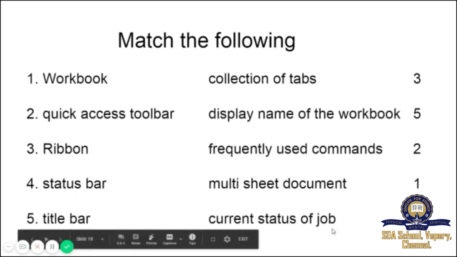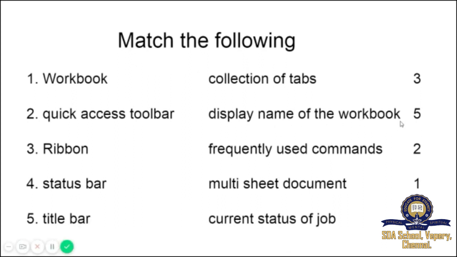Then status bar is the current status of the job. The status bar is the current status of your job. Next, title bar. It displays the name of the workbook. Whatever name you have given and saved for that particular file, that name would be shown on the title bar.